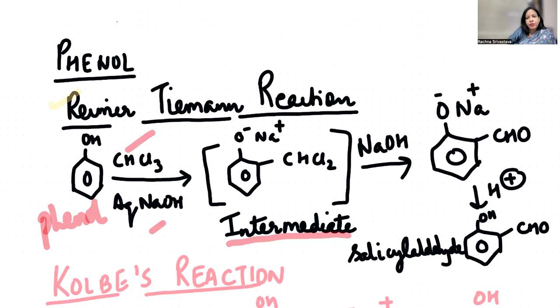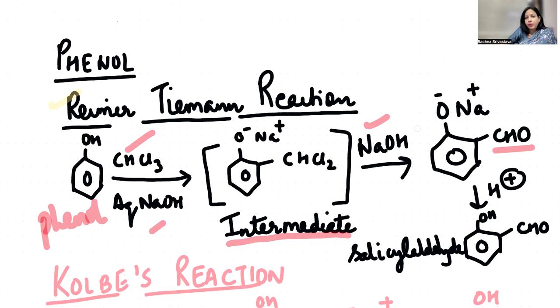Whenever in chemistry we get an intermediate product, or at times we call it an addition product, it is always mentioned in square brackets, as it is highly unstable. So it stabilizes itself when it comes across a suitable reagent. Here the suitable reagent we are using is NaOH. The moment it reacts with NaOH, we get a compound where the CHO group is introduced at the ortho position. Now, this product is again unstable.